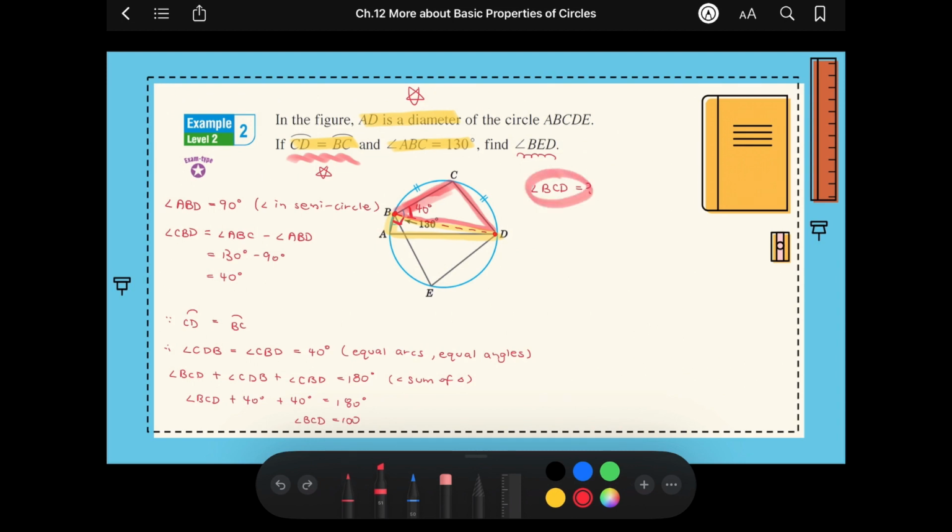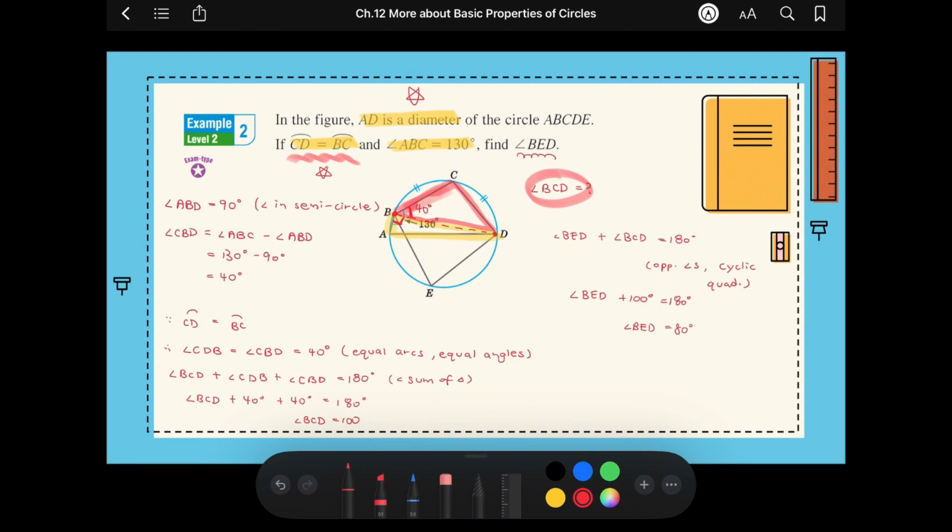So once you find this one, we can use our opposite angle cyclic quadrilaterals to help you to do the final part. So angle BAD, the one you want to find, adding the angle BCD equals 180. So opposite angles cyclic quadrilateral. And therefore, BAD adding 100 is 180. And therefore, your BAD is 80.